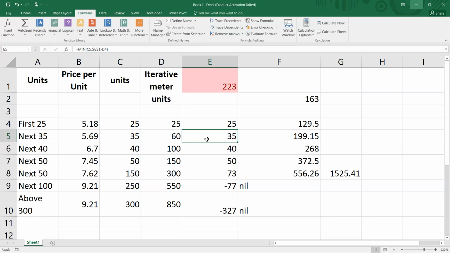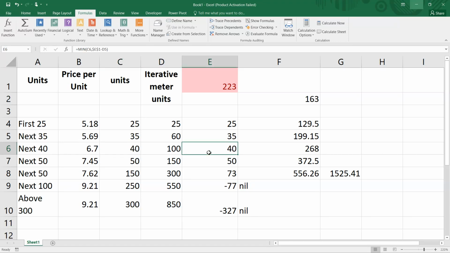In the third iteration, he has already paid for 25 units and another 35 units. Still his metered unit is 223. So he will now be paying for 25 plus 35 plus 40. So if 223 minus 100 is greater than C6, this 40, whichever one is the lesser, so 40 units. So 40 is also not falling into his account. He has to move on to the next slab.